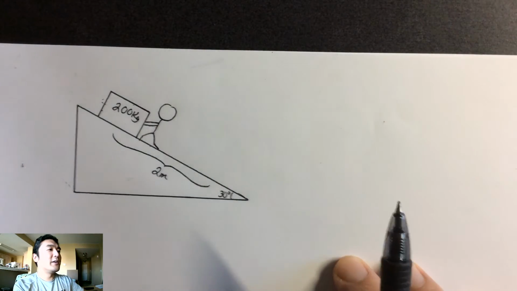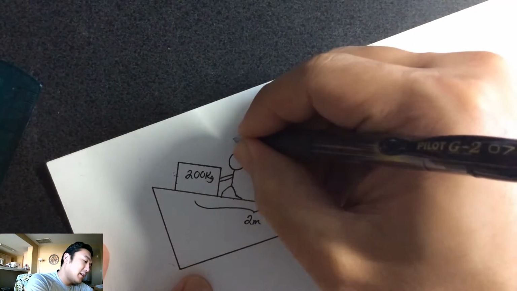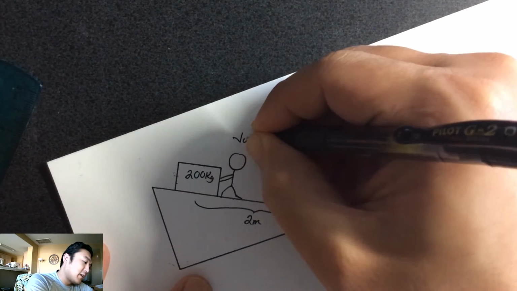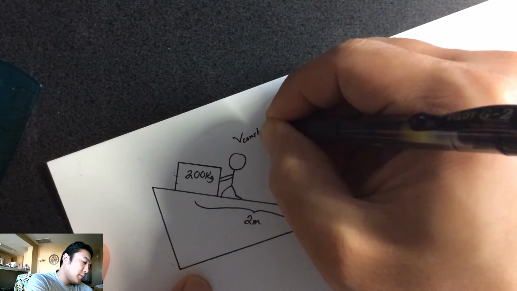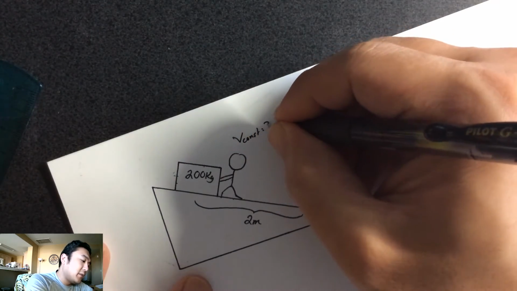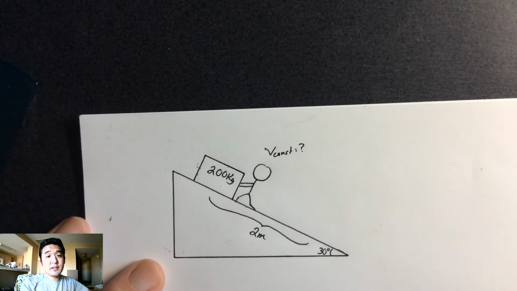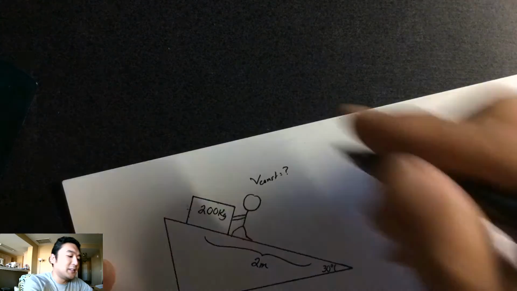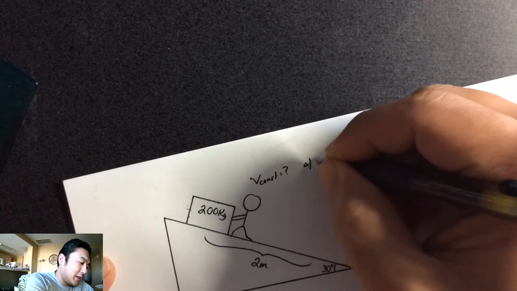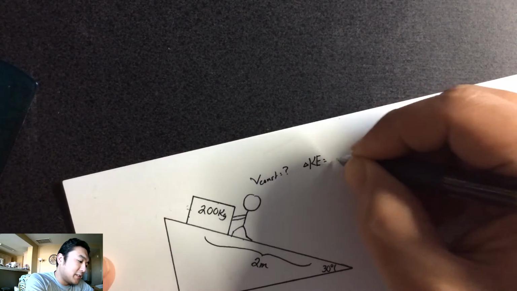And the key here is that the velocity of everything is constant. So that is some unknown velocity. Don't really know what it is, but it is constant. And what we know if it's constant is that the change in kinetic energy of the object is nothing.